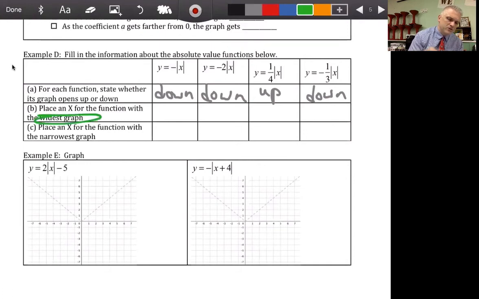The widest graph. So remember, the widest graph is the one where the coefficient is closest to 0. So this is -1, this is -2, this is 1/4, and this is -1/3. Which of those four numbers is closest to 0? Well, 1/4 is the smallest of those numbers as far as distance from 0. So, boom, this one right here.